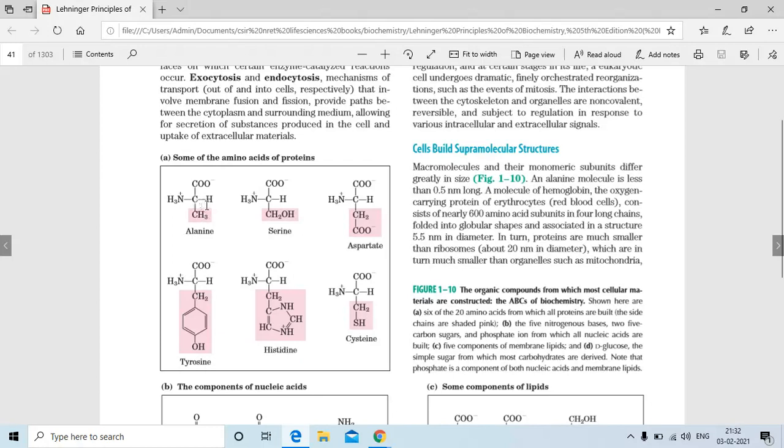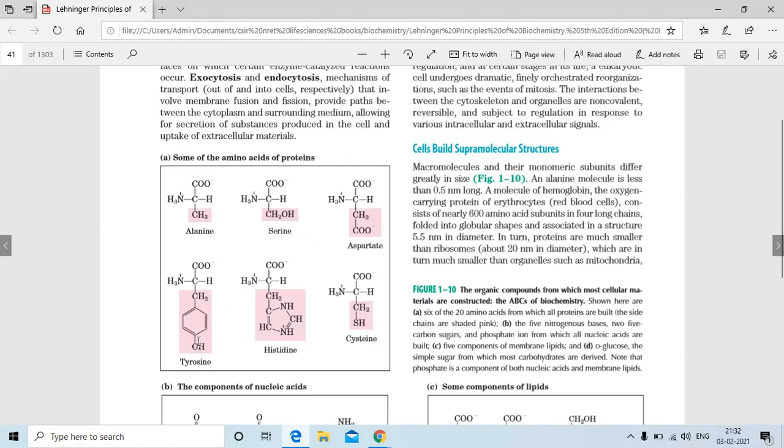Then in serine we have to remember the same framework: COO minus is above, NH3 plus is here, H is there, but CH2OH is attached. In alanine CH3 was attached, in serine CH2OH is attached. Then we can remember aspartate. Again this basic framework is the same. The functional group is CH2COO minus. So in alanine it is CH3, in serine it is CH2OH, and in aspartate CH2COO minus is there.